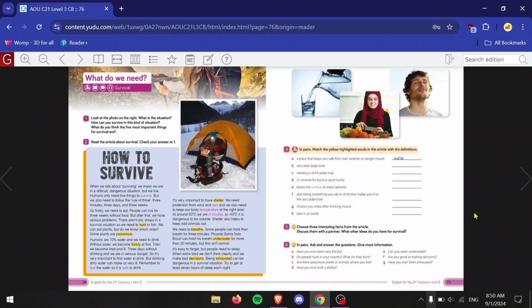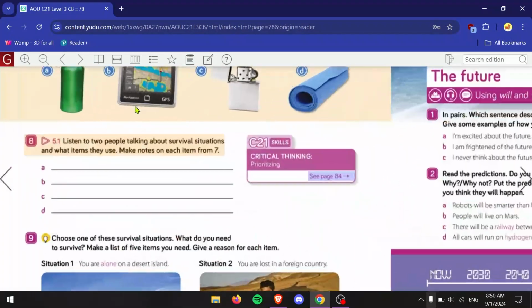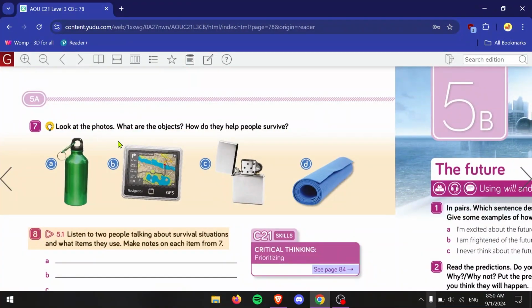Okay, now let's go to exercise 7. Look at the photos. What are the objects? How do they help people survive? Okay, I'd like you to pause the video and take about a minute to take a look at these photos. Try to find the English word for each object here, and then think about how they help people survive. All right, so I'm gonna assume you've done that. Now let's take a look at object A.